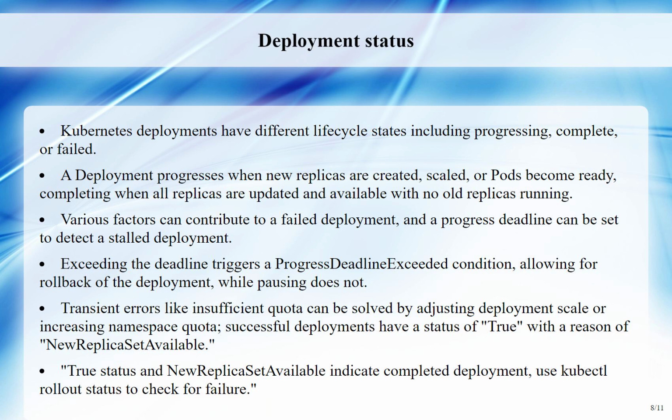For a progressing deployment, a status of true and a reason of new replica set available means the deployment is complete. You can check if a deployment has failed to progress by using kubectl rollout status, which will return a non-zero exit code if the progression deadline has been exceeded. Actions that apply to a complete deployment, such as scaling, rolling back, or pausing, also apply to a failed deployment.